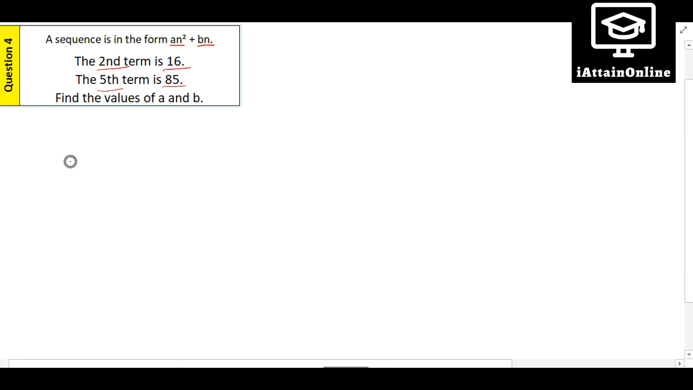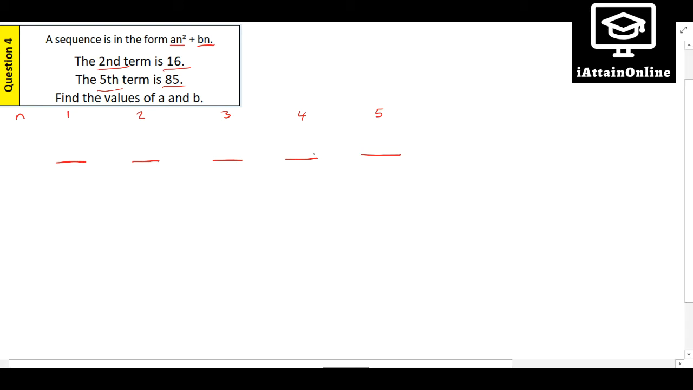So, if I just draw out 5 blank spaces, n here is my first term, my second term, my third term, my fourth term, and my fifth term. Remember, those are not the numbers in the sequence, that is the term number.